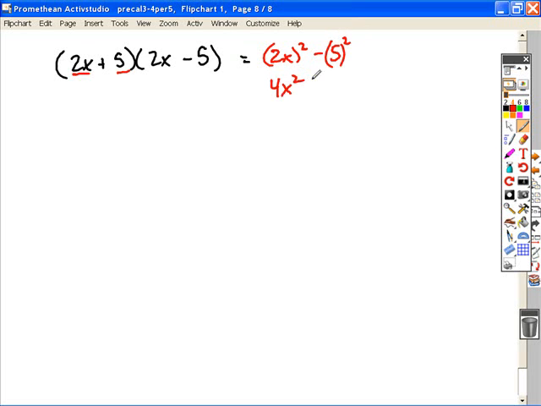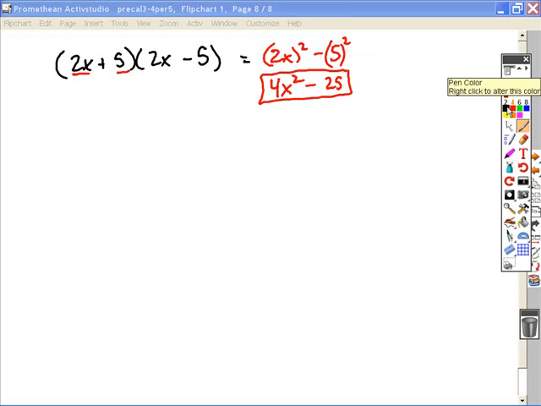2 squared is 4, x squared. Always a minus in between, 5 squared, 25. So it should be that quick. You should be able to answer this using the pattern. You don't need to FOIL because the outer and inner products are going to cancel each other out.